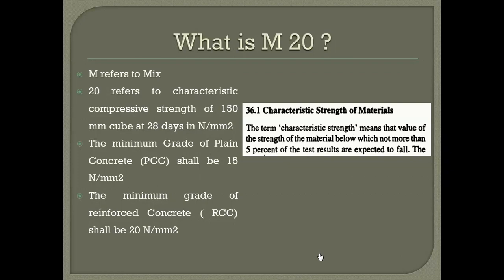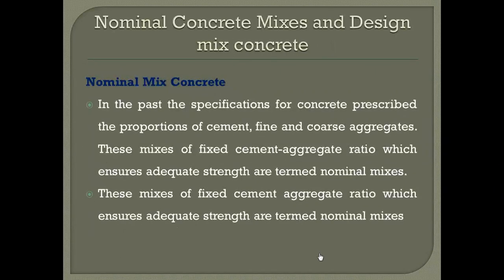So you cannot use M10, M7.5, M15 for RCC, because the IS code says that the minimum grade of concrete for RCC is M20. It should be M20 or more, not less than M20. So next we have two types of mixes, that is nominal and design mix concrete.